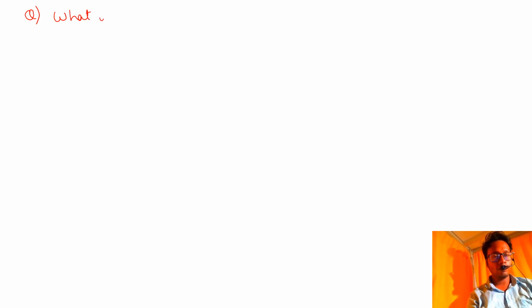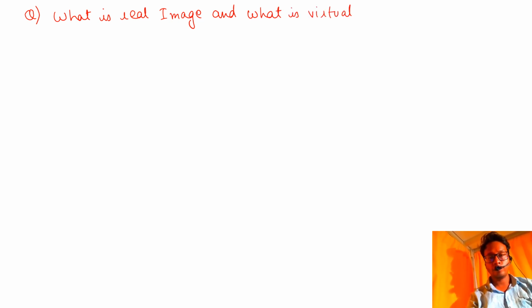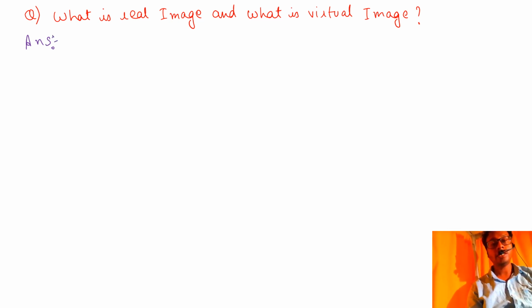My next question is, what is real image and what is virtual image? Okay. The simple and straightforward answer is real image is the intersection of real reflected rays, and virtual image is the intersection of virtual reflecting rays.